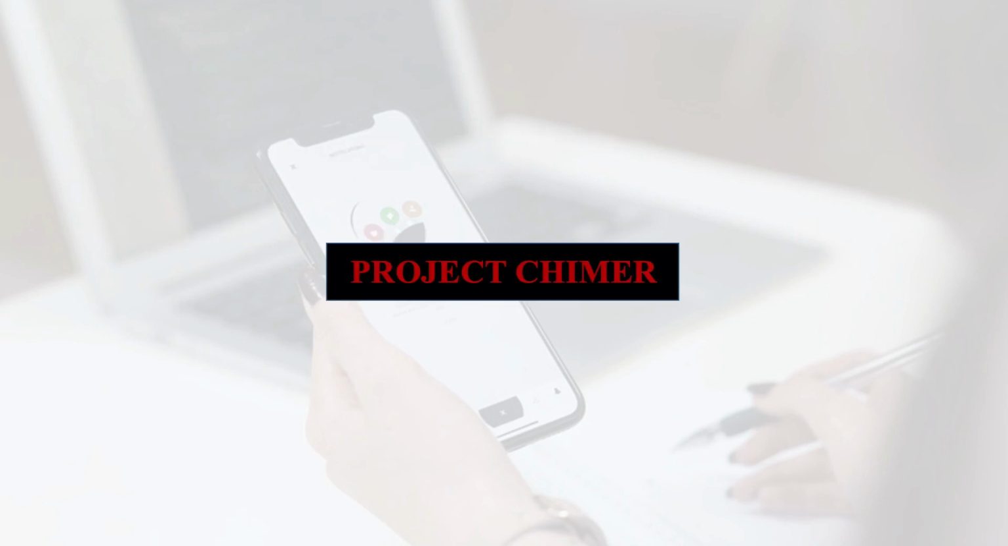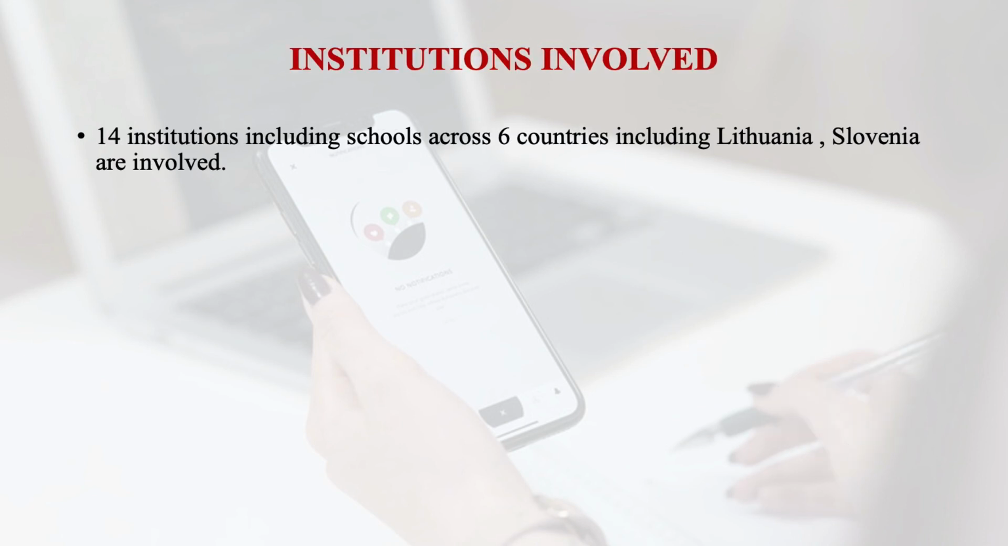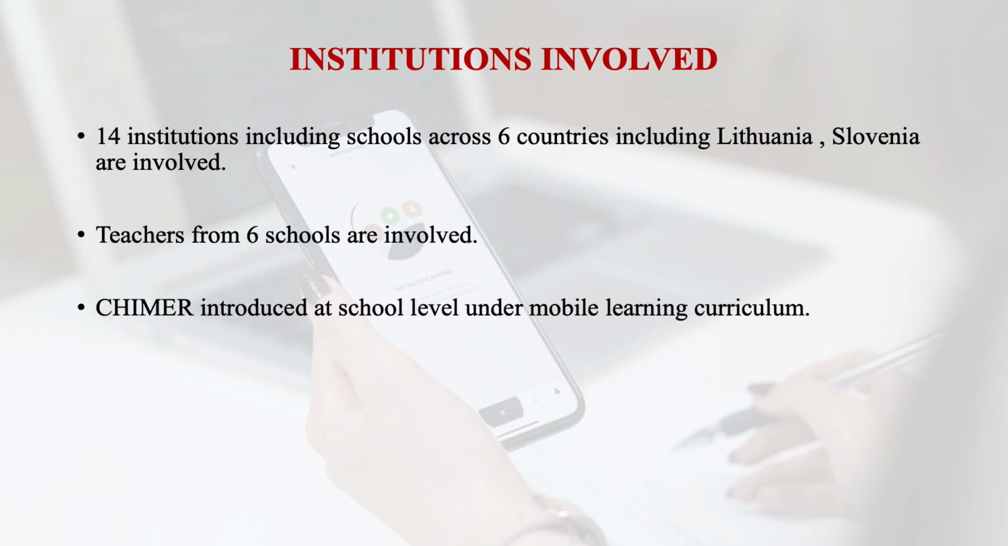Then we have a project, Chimer. The objective is to develop and implement mobile applications using GPS and GIS technologies. There are 14 institutions involved, including schools across 6 countries, including Lithuania, Slovenia, and other countries. Teachers from 6 schools are involved. Chimer was introduced at school level under the mobile learning curriculum.